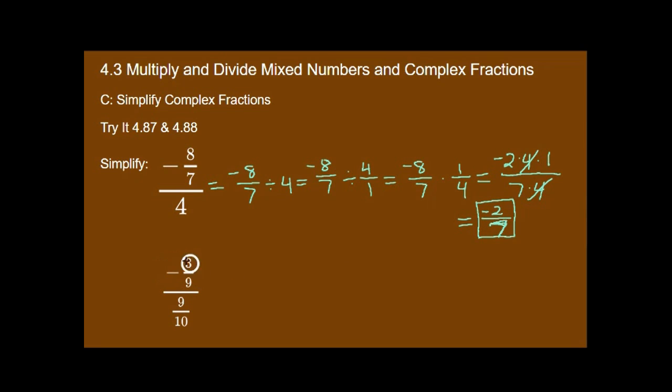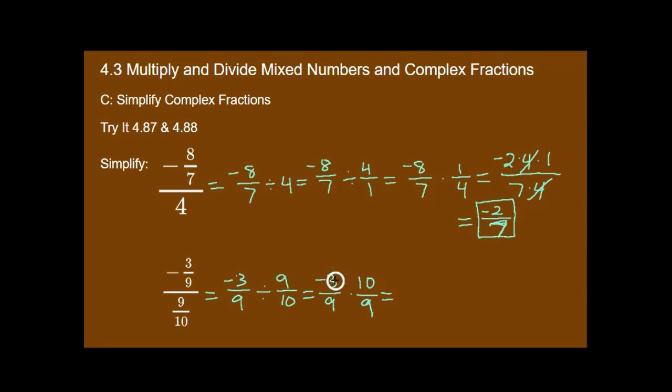This one has fractions on the top and the bottom, but it also has a negative. So let's apply the same process. Let's rewrite this as a division problem. Negative 3/9 divided by 9/10. And then I'm going to rewrite that as a multiplication problem. Negative 3/9 times 10/9. There we go. And then I can either multiply and then reduce, or I can reduce and then multiply.